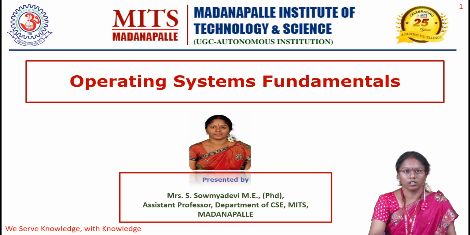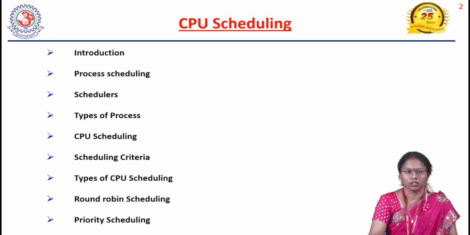I am going to give a brief description of operating system fundamental concepts. In this series, I am going to discuss the introduction to operating systems, process, and how the process scheduling works, schedulers, and types of process. First of all, process and then types of process. And then we are going to see the main topic, CPU scheduling.